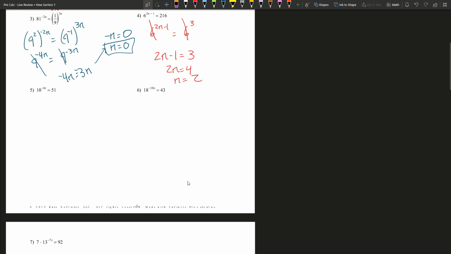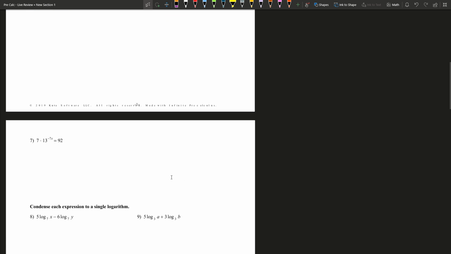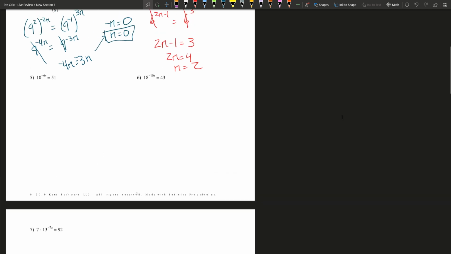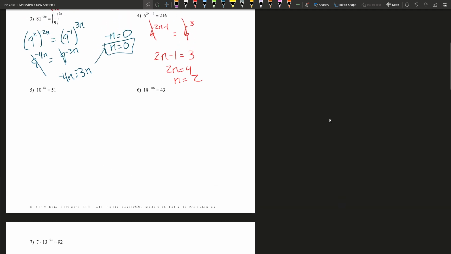Number 5 through 7 is where it starts to get a little bit different. So 10 and 50 don't have a common base. So because they don't have a common base, we have to use some other function to get negative 6r by itself. In order to cancel out a base of 10, you need to take a log base of 10 on both sides.